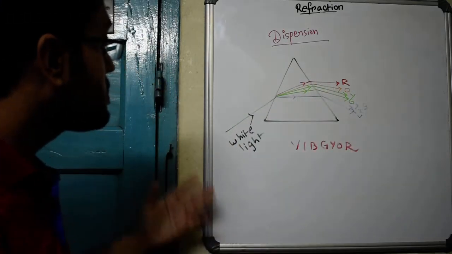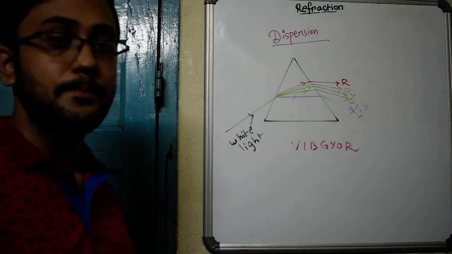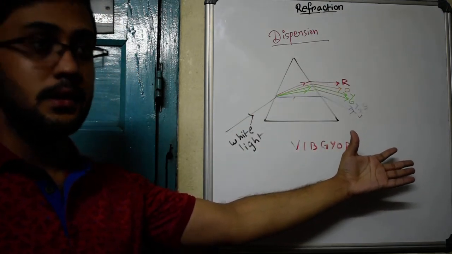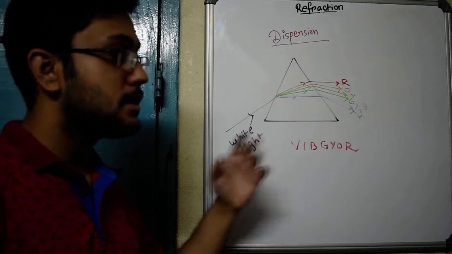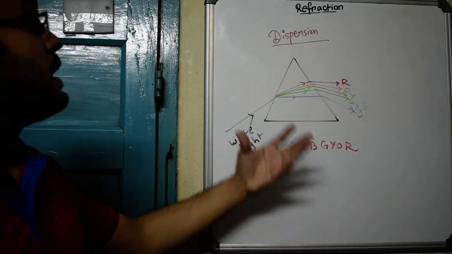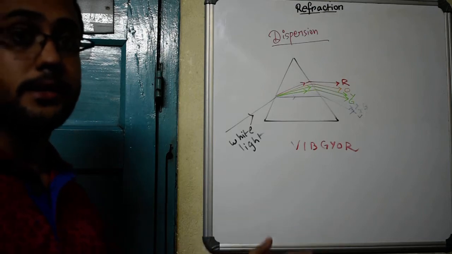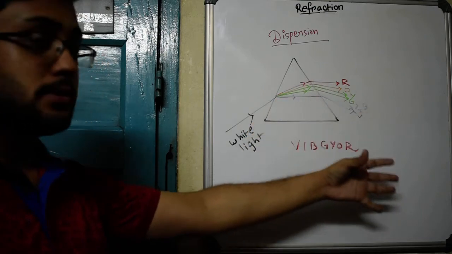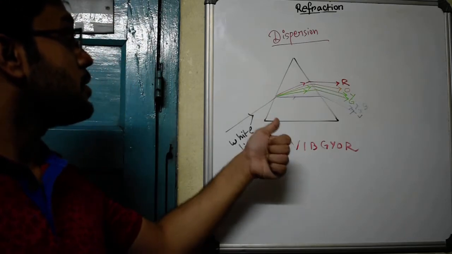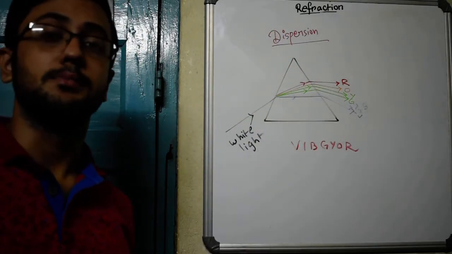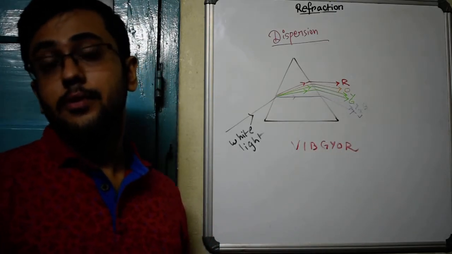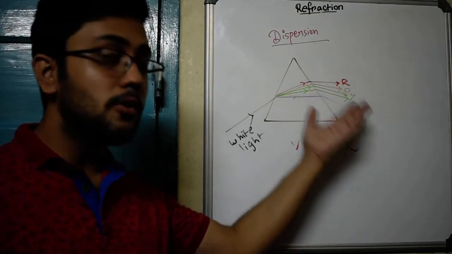So when you pass white light through a prism, it breaks apart into 7 constituent colors. And these 7 constituent colors are the 7 colors of the rainbow. This phenomenon where white light is breaking apart into the 7 constituent colors which actually make up white light, that particular phenomenon is known as dispersion. So actually, white light, the light we receive from the sun, is a combination of all these 7 colors.